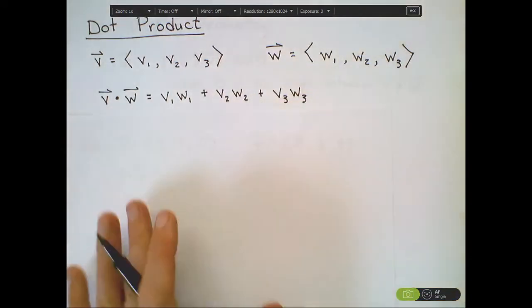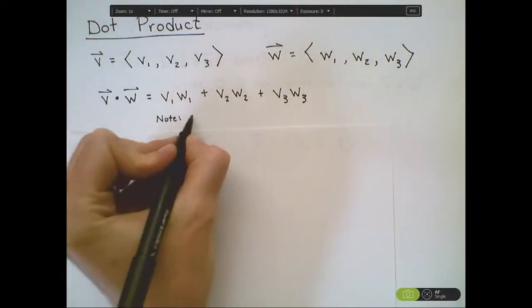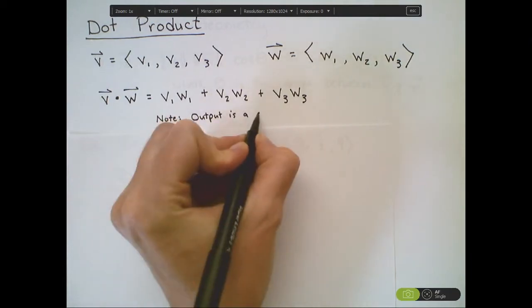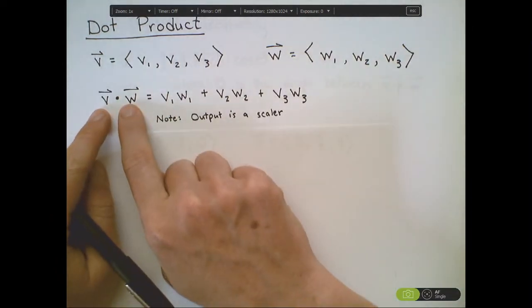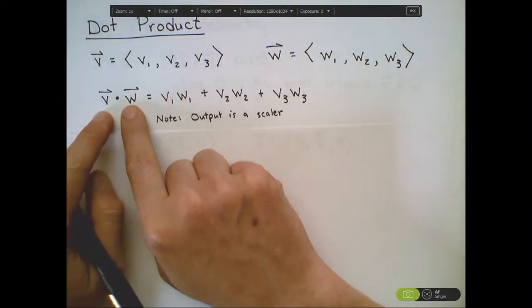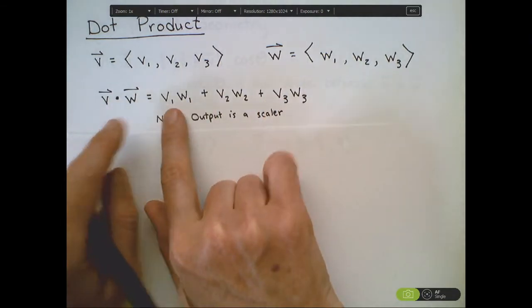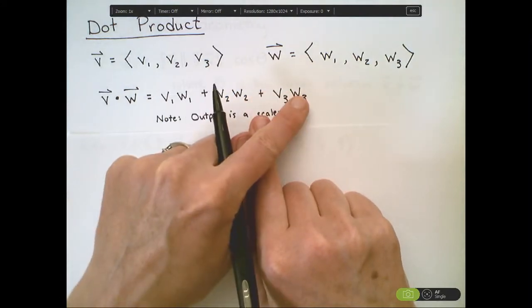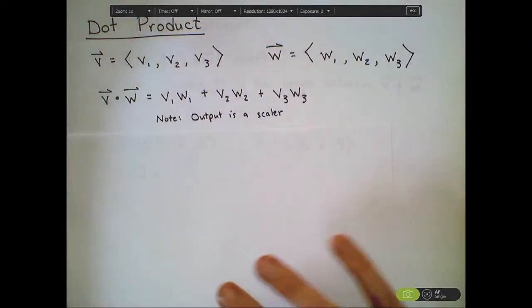One thing that I want to note here is that the output is a scalar, meaning that I start with two vectors. I'm inputting two vectors into this operation, and I don't get a vector out again. I just get out a real number. I get out a number that's some numbers multiplied plus some other numbers multiplied plus some other numbers multiplied. This is going to be a real number, and we'll call a real number a scalar.